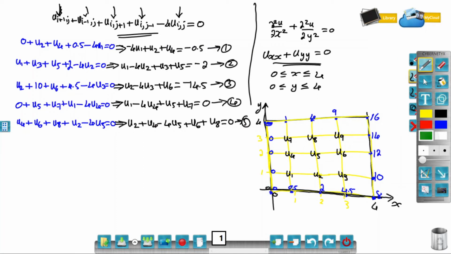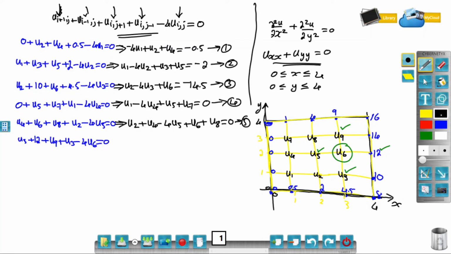Okay. So now consider U6 as the current point. So what is the left point? U5. What is the right point? 12. What is the top point? U9. What is the bottom point? U3. So now apply the standard 5-point formula. So what we have? U5 plus right point is 12 plus top point is U9 plus bottom point is U3 minus 4 into U6 equal to 0.